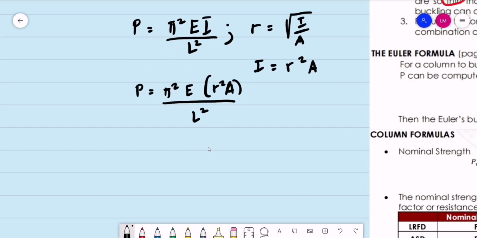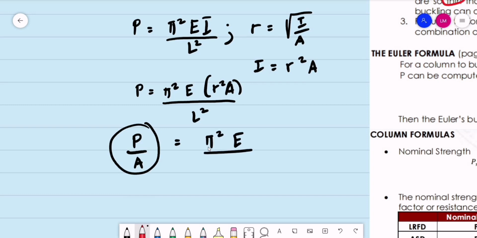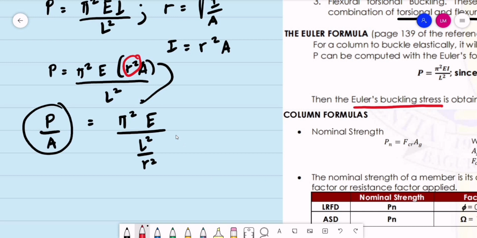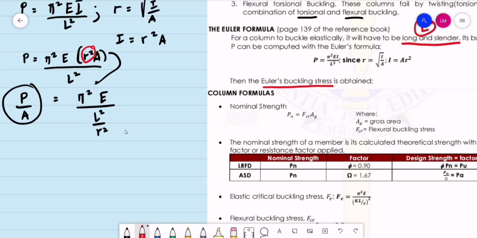Dividing both sides of the equation by the area, force over area is basically a stress. That will be equal to pi squared E, then we just bring the radius of gyration as the divisor of the length squared. So that is L squared divided by r squared. That will give us the slenderness ratio, the length over the radius of gyration. This will give us the Euler's buckling stress, pi squared E divided by (L over r) squared.